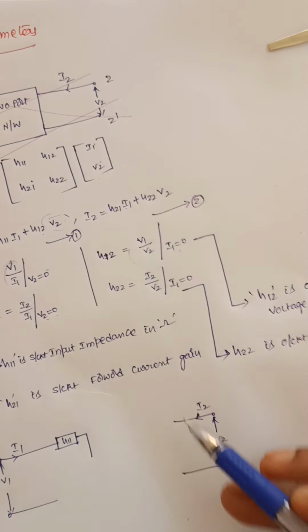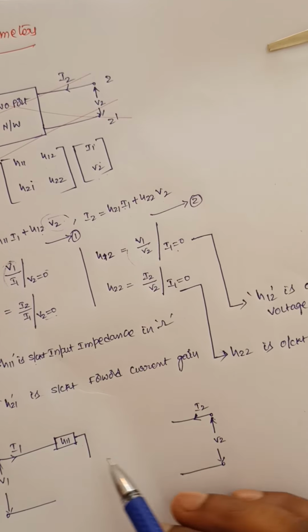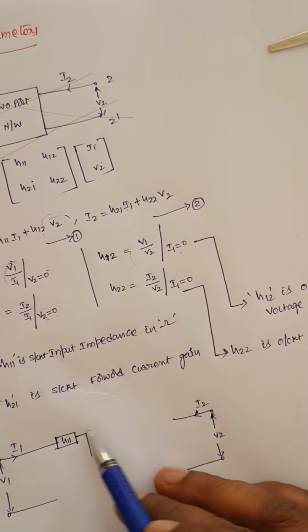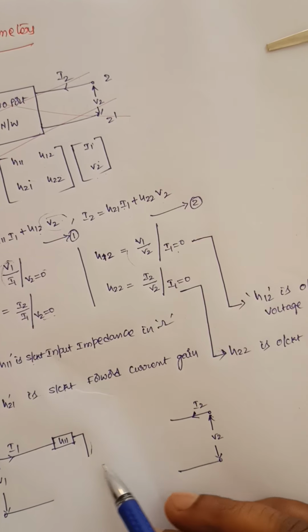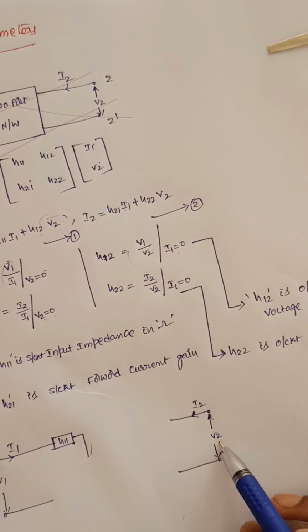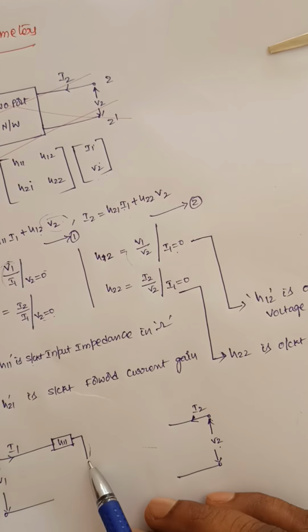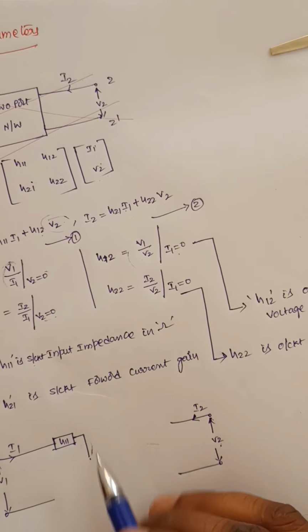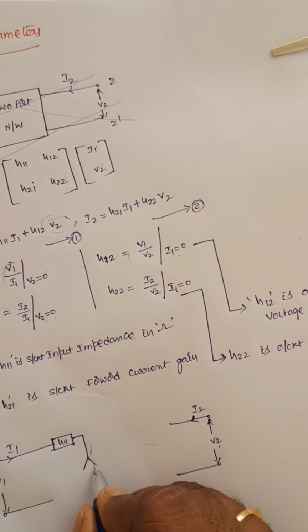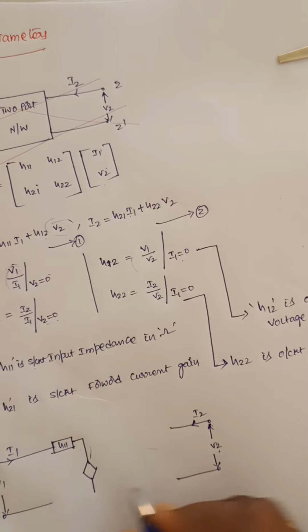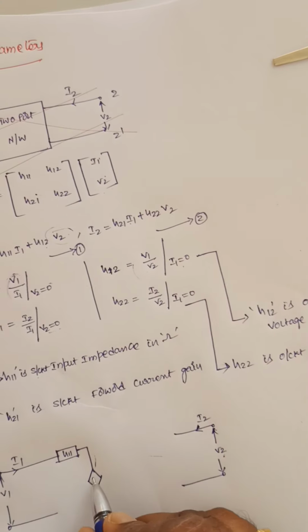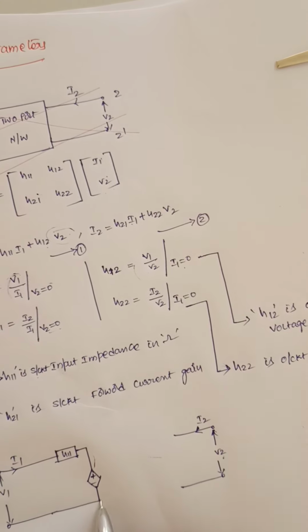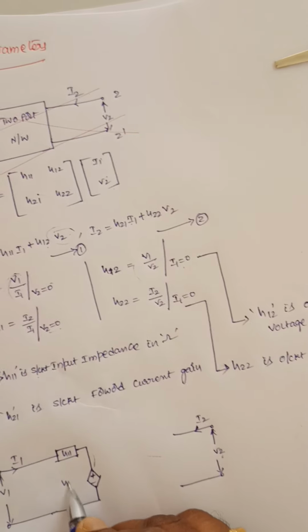Here you see this V2 is associated with the second port. So this input side circuit is associated with this output parameter. That means this input side source depends upon this voltage, so it is a dependent source. That too it is a voltage source, that is H12. So plus and minus, it is H12 V2.